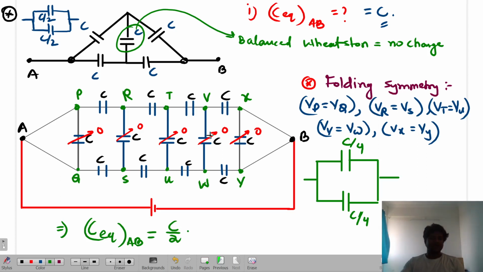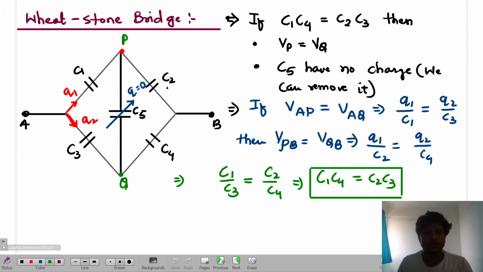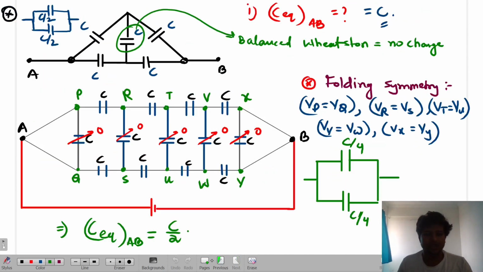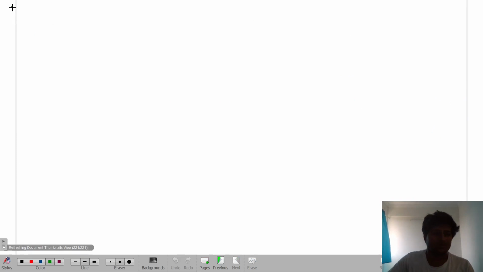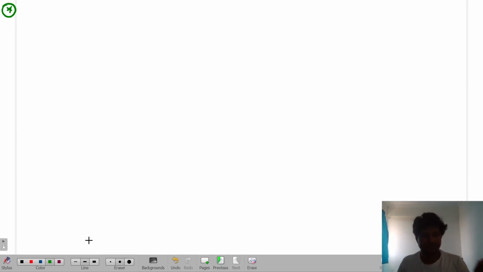So these kind of ladder problems you always solve through which symmetry? Folding symmetry. Are you able to get me? Is that clear? So remember that you have to always apply folding symmetry to solve this kind of problem. Okay, let us include one more question.